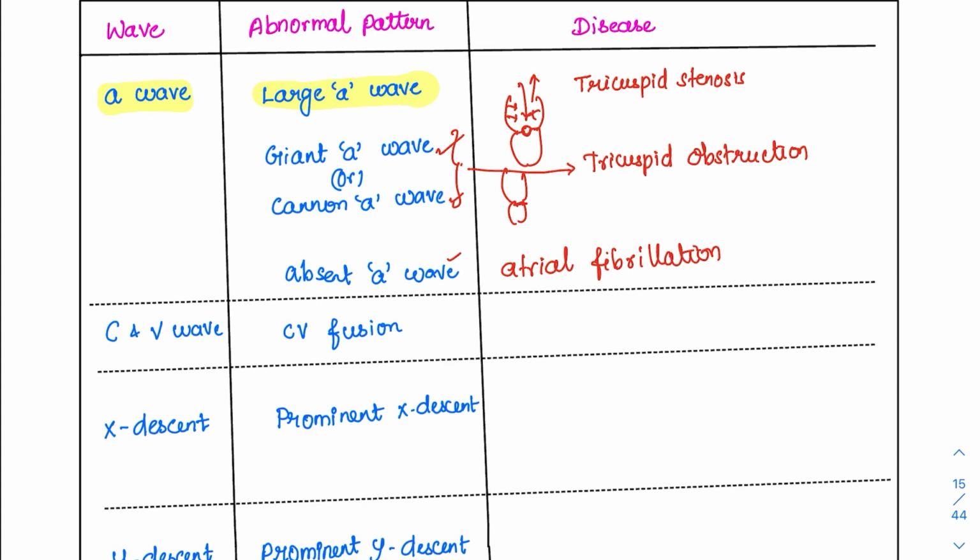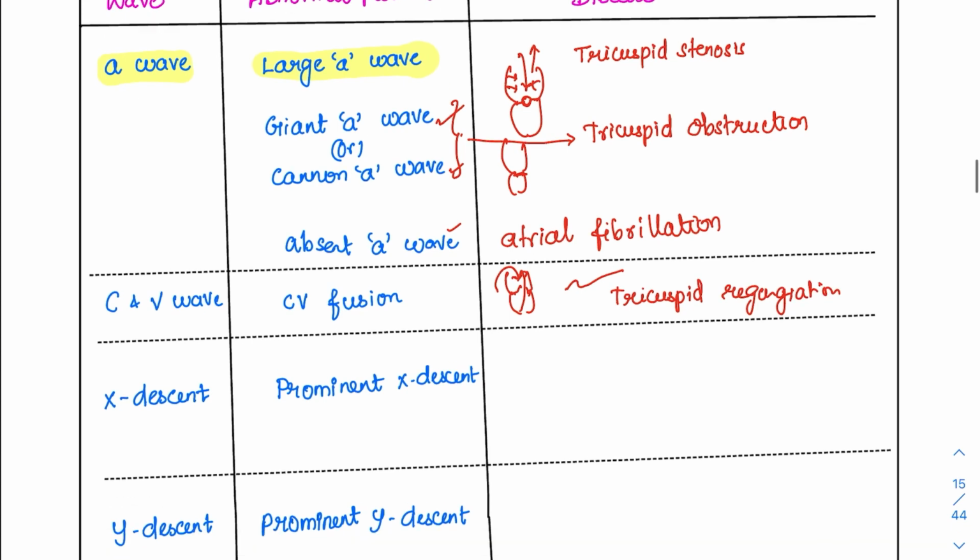Now coming to the next wave, that is CV fusion. The C wave and the V wave are getting fused. So when can it happen? For example, the V wave is due to the venous return and the C wave is due to the cusp bulging, but they are getting fused. Whenever there is a tricuspid regurgitation, the tricuspid valve is not patent and it is regurgitating when the ventricular contraction is happening. So what will happen? Ventricular contraction is happening, the cusp is bulging and it is fusing with the venous return also. So there is CV fusion in case of tricuspid regurgitation. It will fuse with the V wave.